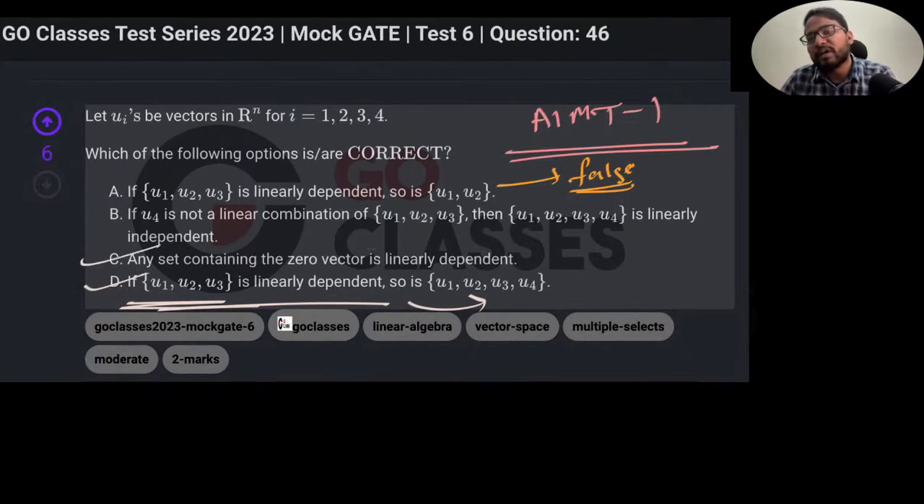If U4 is not a linear combination, which means you cannot represent U4 as a linear combination of these three, then they are saying that you cannot represent others also. No, this is not even the logic, right? You can definitely represent U1, U2 as a linear combination of each other. That makes the whole set a linearly dependent set, right?